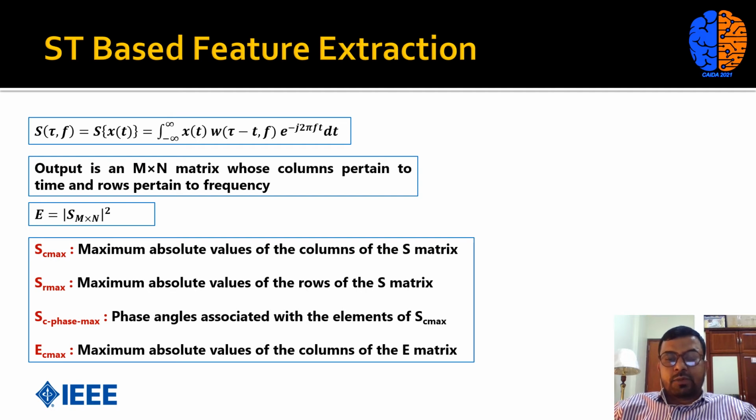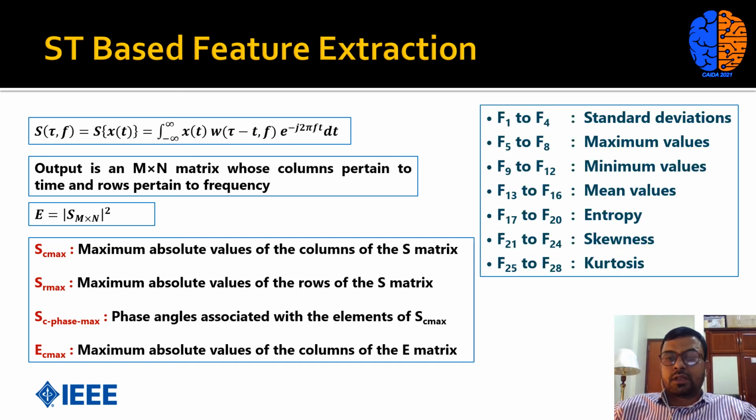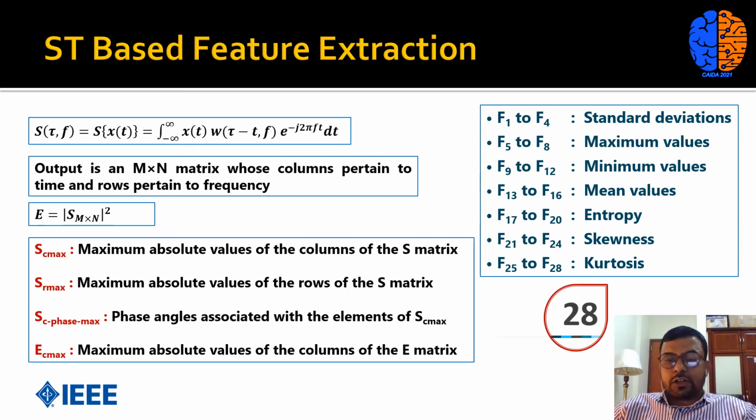Now from the S and E matrices, we can evaluate four vectors. One is SC max, which is the maximum absolute values of the columns of the S matrix. The second is SR max, which is the maximum absolute values of the rows of the S matrix. The third is SC phase max, which is the phase angles associated with the elements of SC max. The fourth is EC max, which is the maximum absolute values of the columns of the E matrix. Then we can evaluate the standard deviation, maximum value, minimum value, mean value, entropy, skewness, and kurtosis of each vector. Eventually, we have a total of 28 features from the signal x(t).